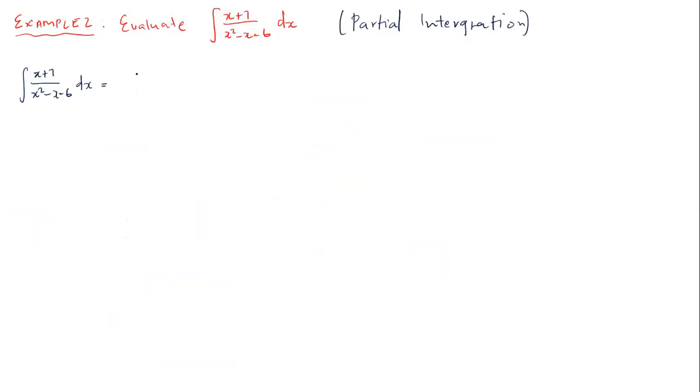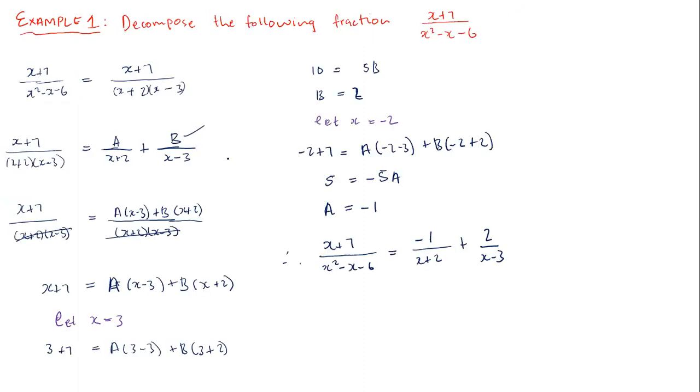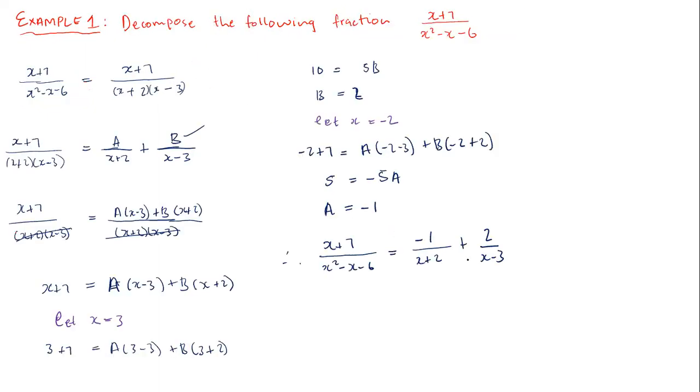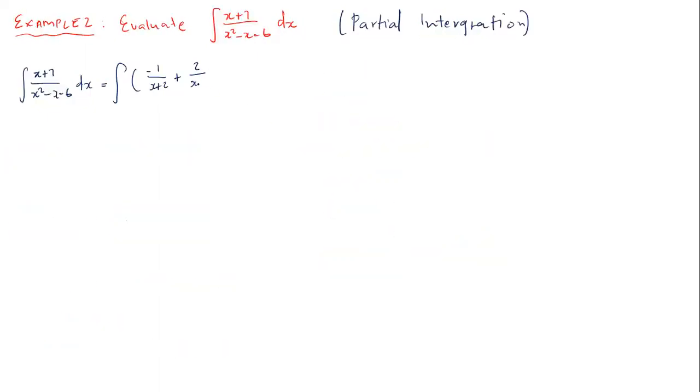So we can simply say that the integral of this fraction is the same as the integral of this decomposed fraction. So we're going to have negative 1 over x plus 2, plus 2 over x minus 3, close bracket, dx. These two things are the exact same thing. But now we are integrating this using partial integration.